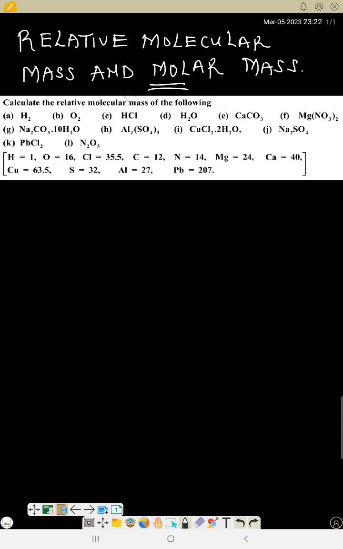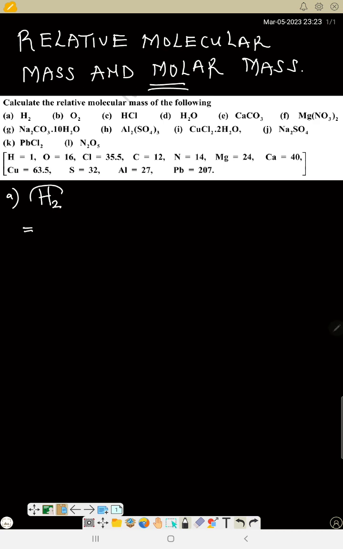We'll use this example to differentiate relative molecular mass and molar mass. To calculate relative molecular mass, we need to add the atomic mass of each element together. Let's start with the first one: the relative molecular mass of hydrogen. H2 is hydrogen gas. Remember I said we have 7 diatomic molecules, so hydrogen is one of them.